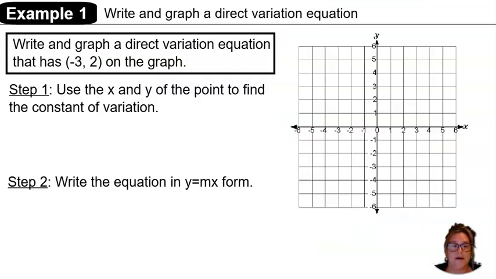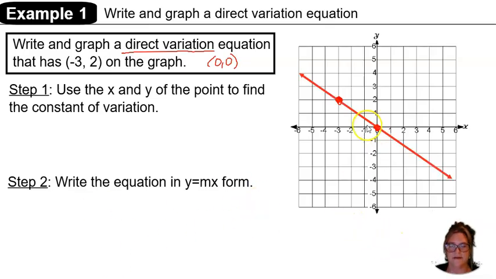Okay, in example 1, we are asked to write and graph a direct variation equation that passes through the point negative 3, 2 on the graph. So if I come over to negative 3 in the x direction, up to 2 in the y direction, there's one of the points that has to be on the graph. Now, I know because this is a direct variation that this line must pass through the point 0, 0. So I can go ahead and plot that point 0, 0 on my graph as well.